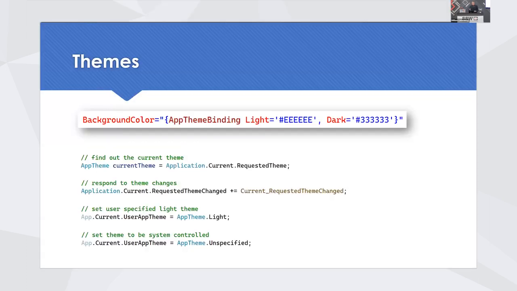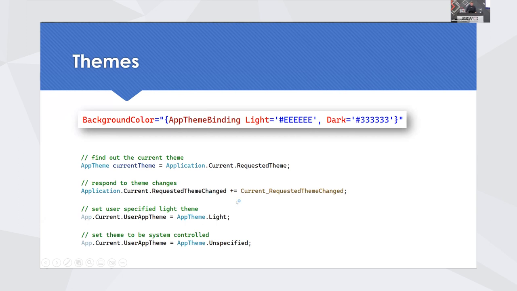All right, here's a couple of things with theming that you should be aware of. Not only have we got the theming, we can specify light and dark, there's a few additional things you can do as well. You can find out what the current theme is by having a look at the requested theme. There's three themes available: light, dark, and undefined. Undefined just means use whatever the system is using. So if the user's got their device in light mode or dark mode, it'll swap for your user.